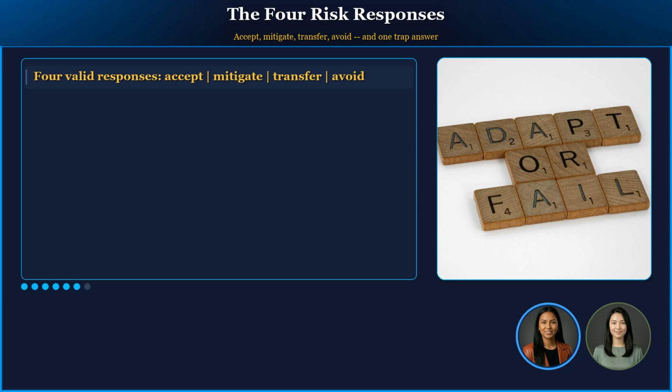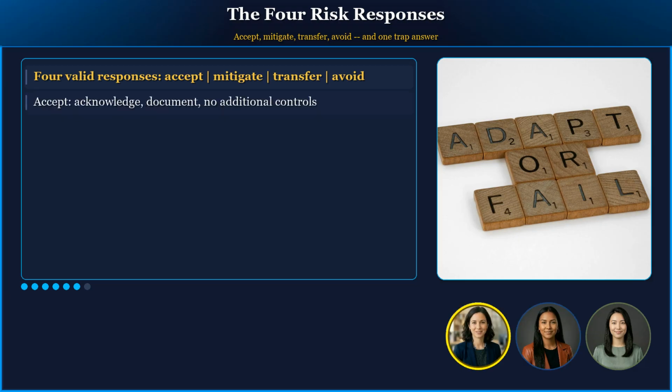Once you have measured and prioritized risk, you must respond to it. ISC² defines 4 valid risk response strategies, and the CISSP exam tests all 4 regularly. Learn them precisely. The answer choices are designed to confuse you. Risk acceptance means you acknowledge the risk, document it formally, and choose not to implement additional controls, usually because the cost of controls exceeds the annualized loss expectancy, or because the risk is within your defined risk tolerance. Acceptance is a deliberate management decision. It is not the same as ignoring the risk.